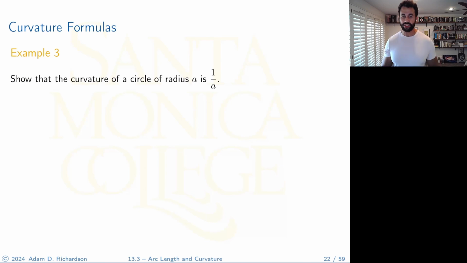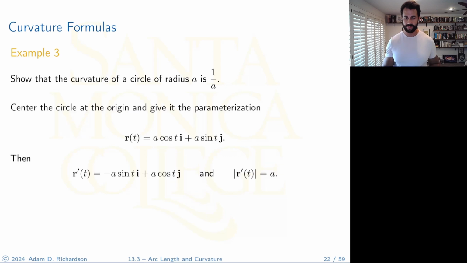Okay, now we're going to show that the curvature of a circle of radius a is 1/a. I'm going to do this one, and you can all follow along, and then I'll explain what I'm doing as I go along. First we're going to center the circle at the origin, and give it a standard parameterization, a cos t, a sin t. Now we're going to use the formula that we just derived to compute the curvature. Take the derivative, and we get this. And if we take the length of this vector, using the distance formula, we get a, which also makes sense.